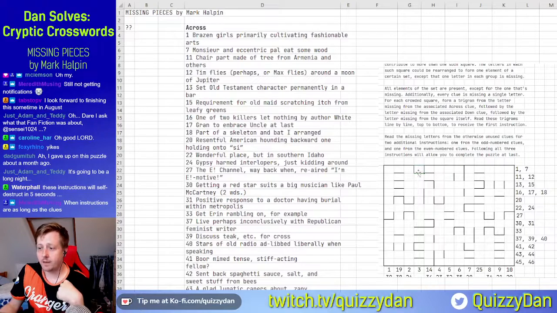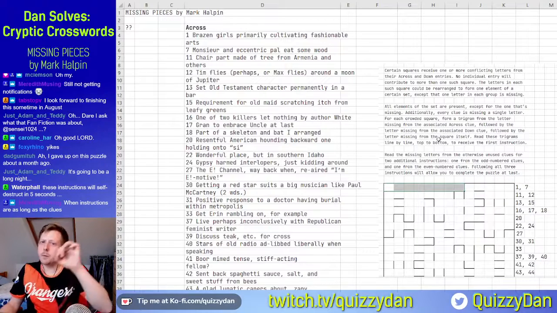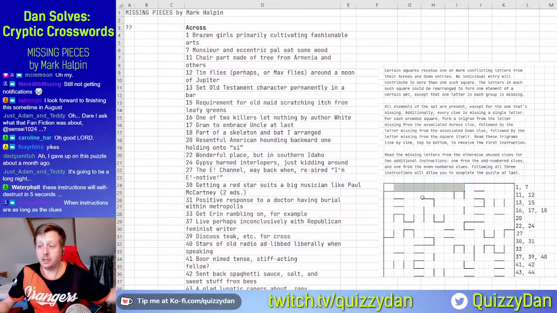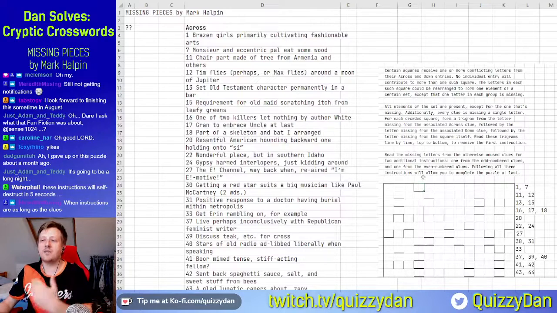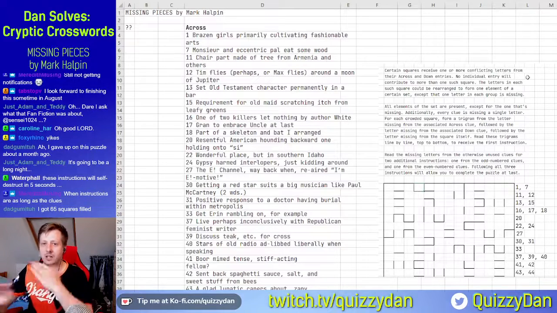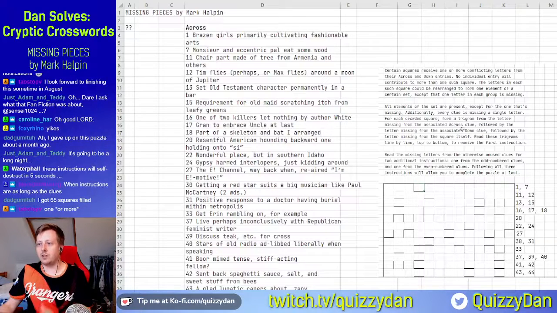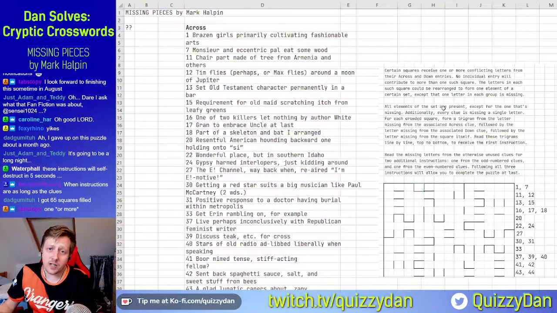So say this one is going to be 3 letters. One from the missing letter of the clue in the across way for this one, one from the associated down, and then one missing from the square itself, which I don't quite understand. Certain squares receive one or more conflicting letters from their across and down entries. So we're just going to do some solving, and hopefully we will fit things in.